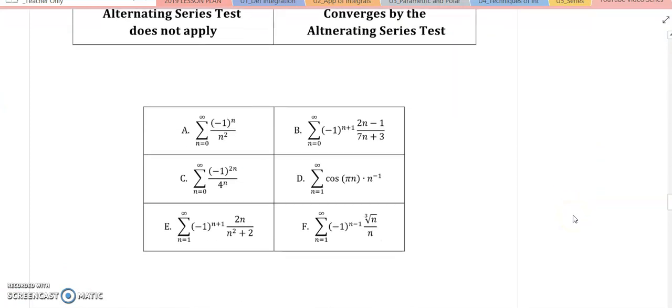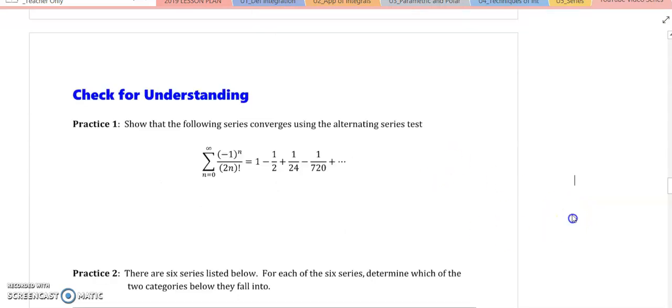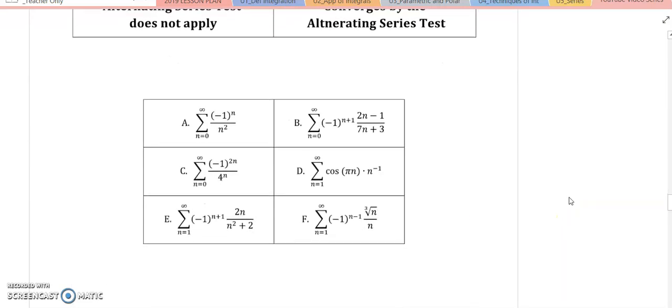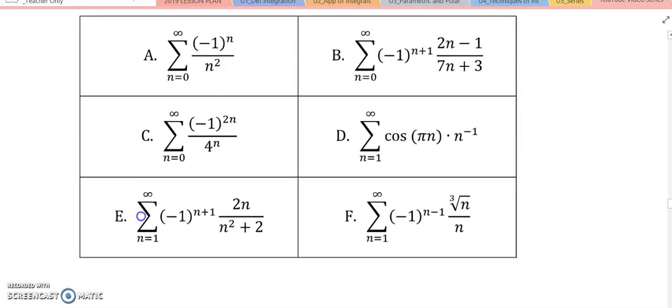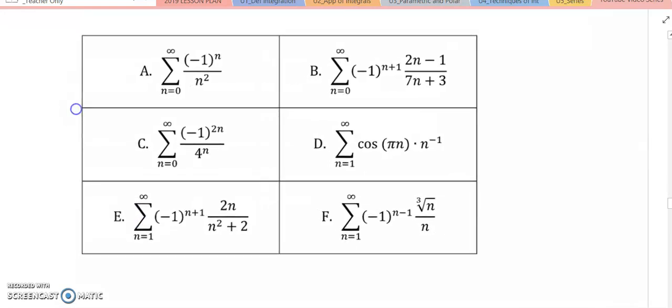You have 6 different series to look at here, and your single task is to determine if the alternating series test applies or does not apply. So the big thing we want to look for first is, do we have alternating terms in all of these questions? I'm going to use my yellow highlighter to confirm that.